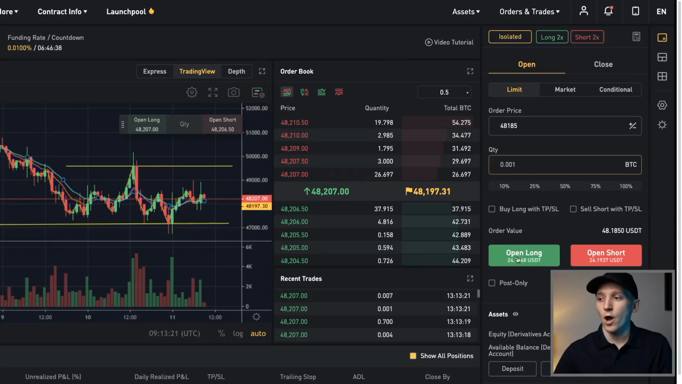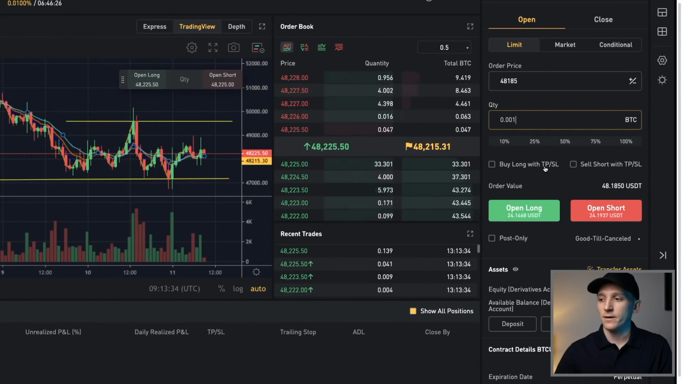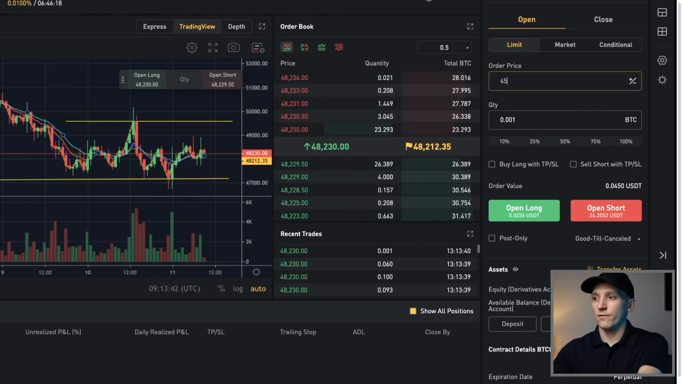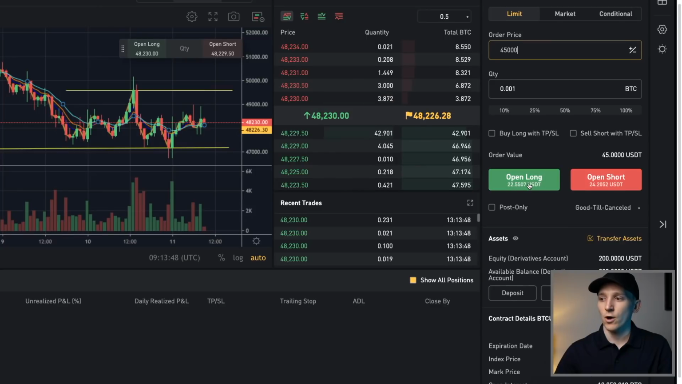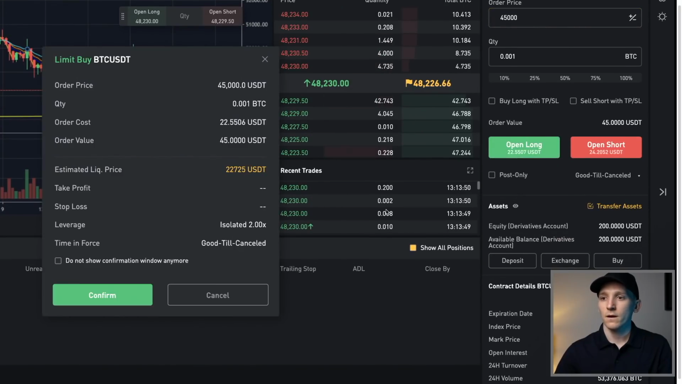You can see that you can open long and open short right here. So we're going to have a limit order, and we want the limit order to obviously be hit at 48,185. We're now below the price, you can see. And then you can go through and open that long, and that limit order will be put in for you. So what we'll do is just put a crazy price like 45,000 right here. And obviously you can put this limit order in. So we can come down here and just say open long like this.